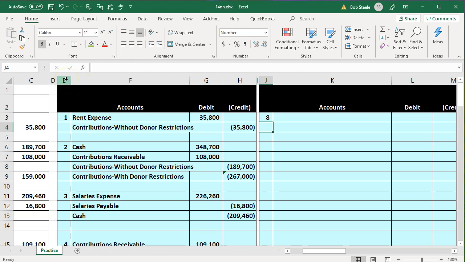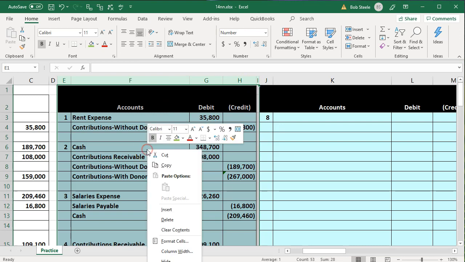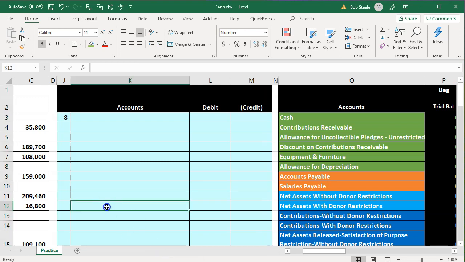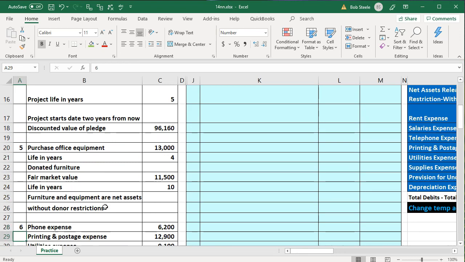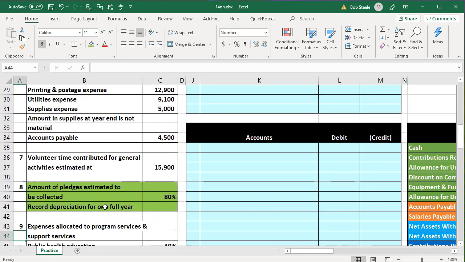So I'm going to put my cursor on E, and I'm going to drag over to I, E to I, let go, right click on the selected items and hide those. Again, don't delete them. Hide those items. And then we're going to scroll down to number 8. Number 8, the current one that we're on, the one that's green down here, is going to be amount of pledges estimated to be collected, 80%. Recorded depreciation for 1 full year. Okay, basically 2 transactions there. So we've got 8A and 8B, let's call it.